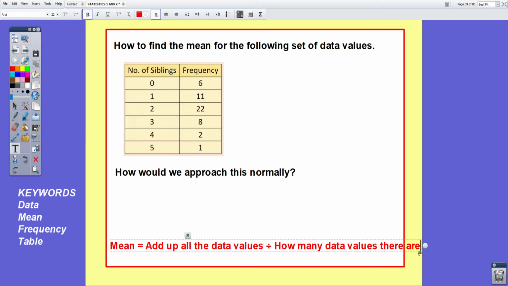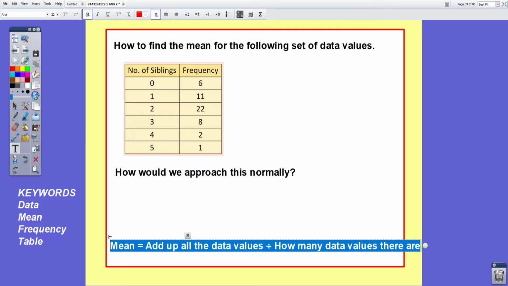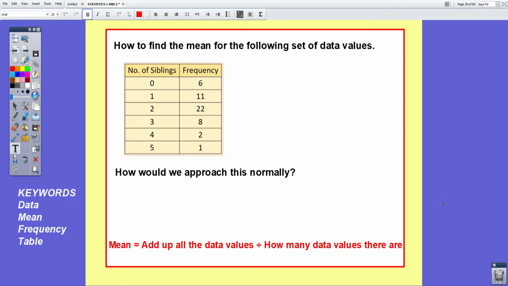So we add up all the data values and then divide by how many data values there are. That is our definition. That is what we mean by the mean. So here we know that we've got 6 zeros, so we'd add up 0 6 times. Where are we? Let's have a look.